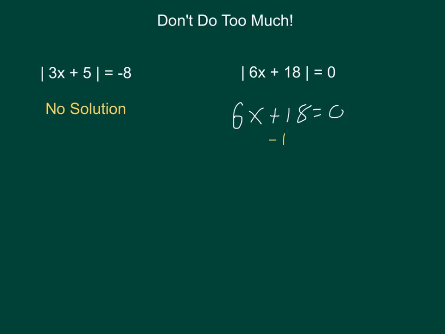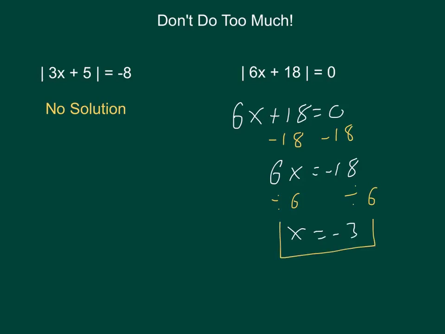And then go ahead and solve this by subtracting 18 from each side, leaving you with 6x equals -18, and then dividing by 6 to end up getting x equals -3. You can go ahead and check that in your original. 6 times -3 is -18, plus 18 is 0, and the absolute value of 0 is 0. So in this case, we didn't need to do the same equation twice. That would just be excessive work that we don't need to do. Alright, hope that helps you.